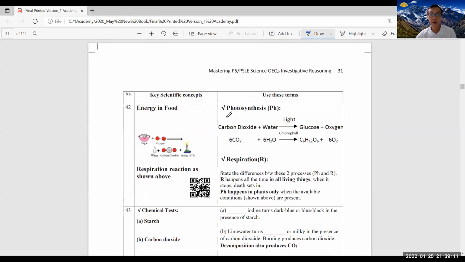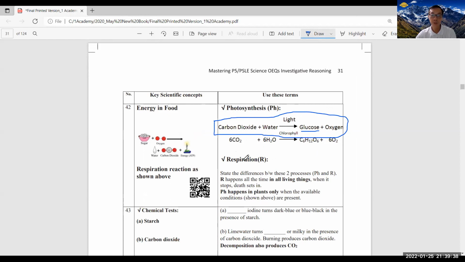Students are actually required to know the photosynthesis equation, which I told my students to memorize in this part. Carbon dioxide plus water change to glucose plus oxygen. Sometimes the word glucose is used interchangeably with the word food or sugar. So in the presence of light and chlorophyll, this process, photosynthesis, is taking place.